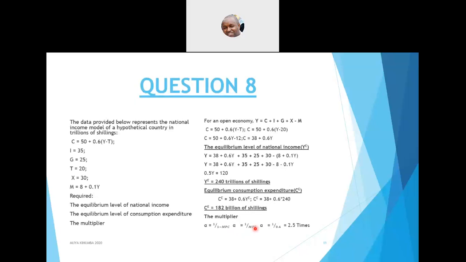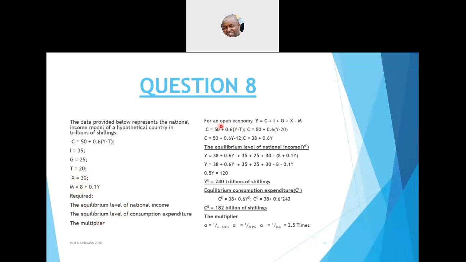To our last question, we've been told it's very similar, only that this now incorporates the outside world. We are told that the data provided below represents the national income model of a hypothetical economy in trillions of shillings. C is 50 plus 0.6 Y minus T. I is equal to 35. G is equal to 25. T is equal to 20. X is equal to 30. M imports is 8 plus 0.1 Y. And you're required to compute the equilibrium level of national income, the equilibrium level of consumption expenditure, and the multiplier.